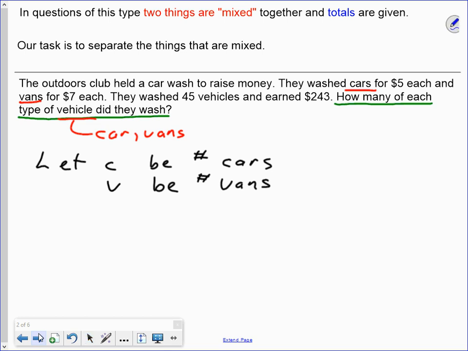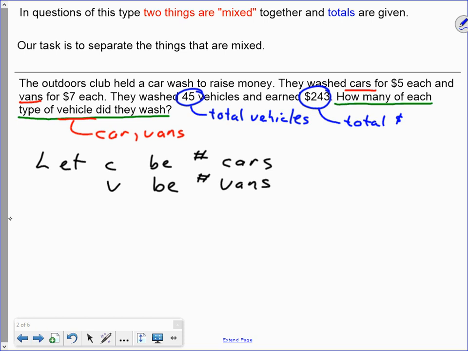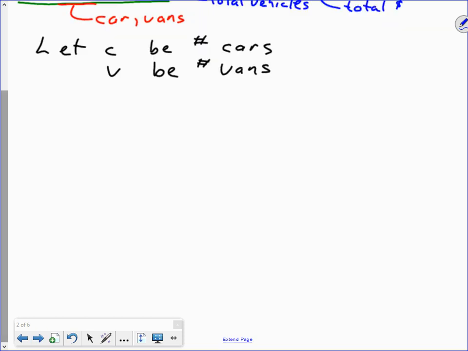Now, what are the two totals that I'm talking about here? Well, they tell us that they washed 45 vehicles. This is the total number of vehicles. Okay? And they earned $243. This is the total amount of money. All right. So part of that total vehicles is made up of cars. Part of it is made up of vans. Part of that total money comes from washing cars and washing vans. Right? So we're going to set up equations for those two totals that we have here.